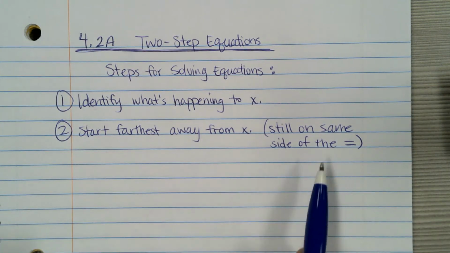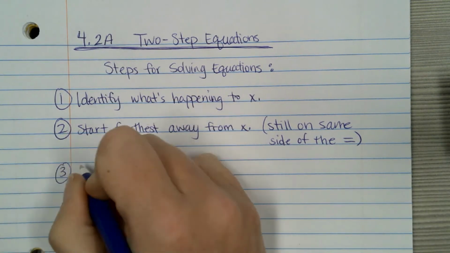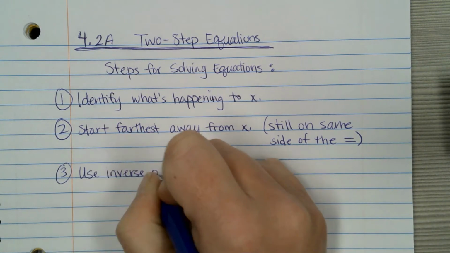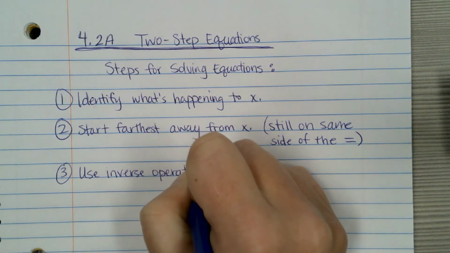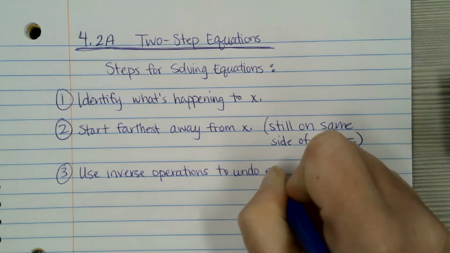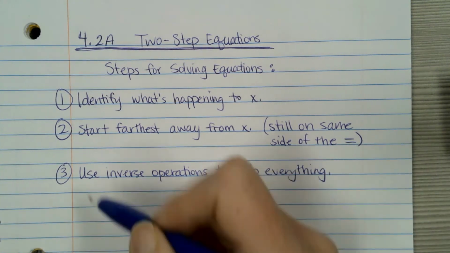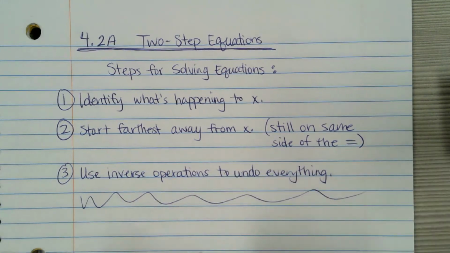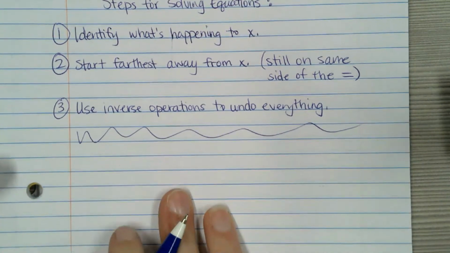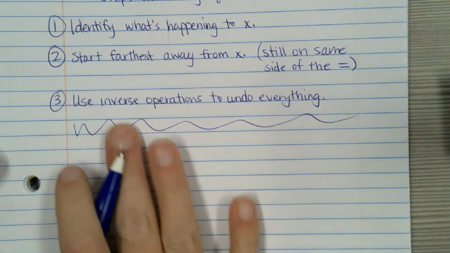Okay, so if there's anything on the other side of the equal sign from x, forget about it. Okay, and then the last step, and this is the most important step, is use your inverse operations to undo everything. Okay, so let's just jump right in. So these are the 3 steps we talked about last week. They are going to carry us through. Anytime we're solving equations, these are our 3 steps, okay?